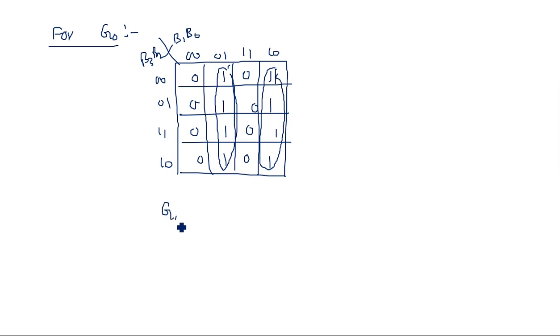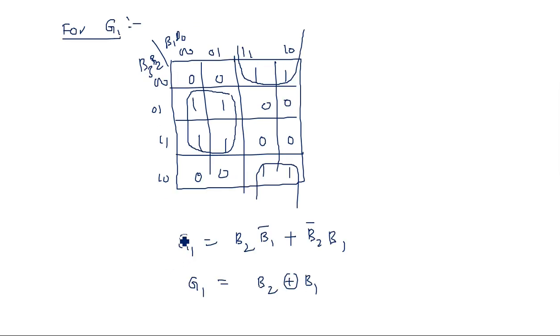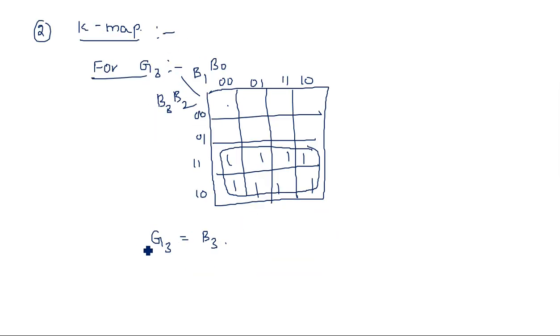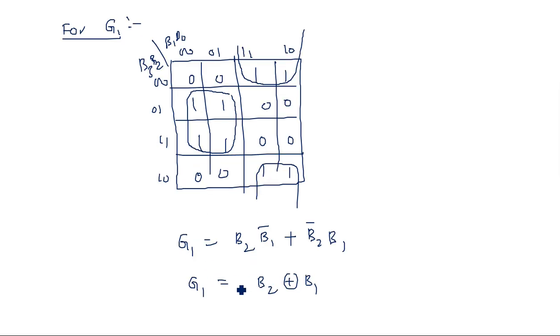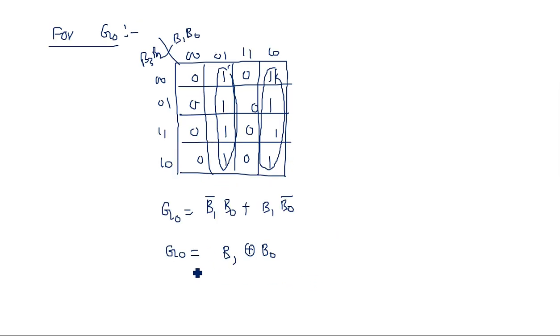We can map G0 is equal to B1 bar B0, and the last one is B1 B0 bar. That is equal to an XOR operation, B1 XOR B0. Okay. Now write all 4 equations at one place. G3 is B3, G2 is XOR between B3 and B2, G1 is XOR between B2 and B1, G0 is XOR between B1 and B0.